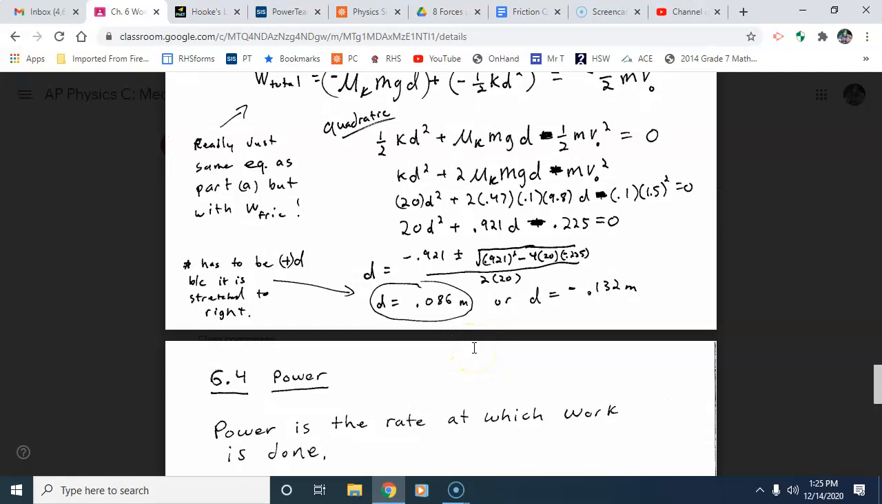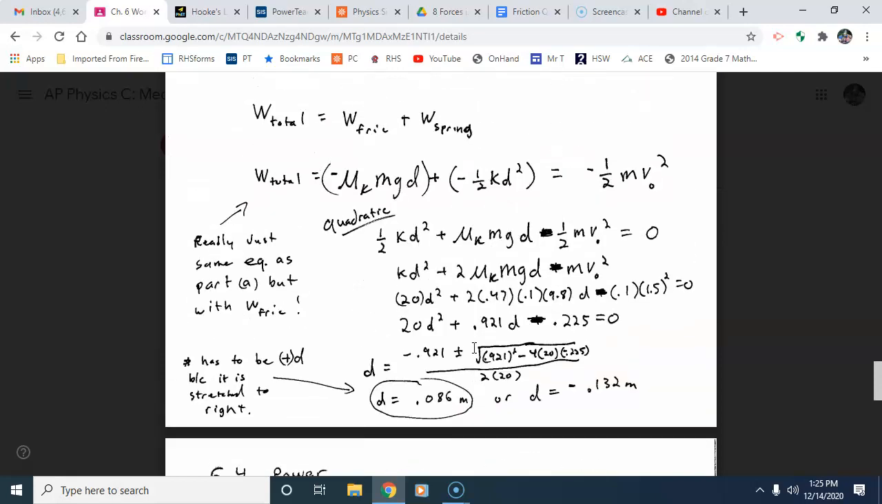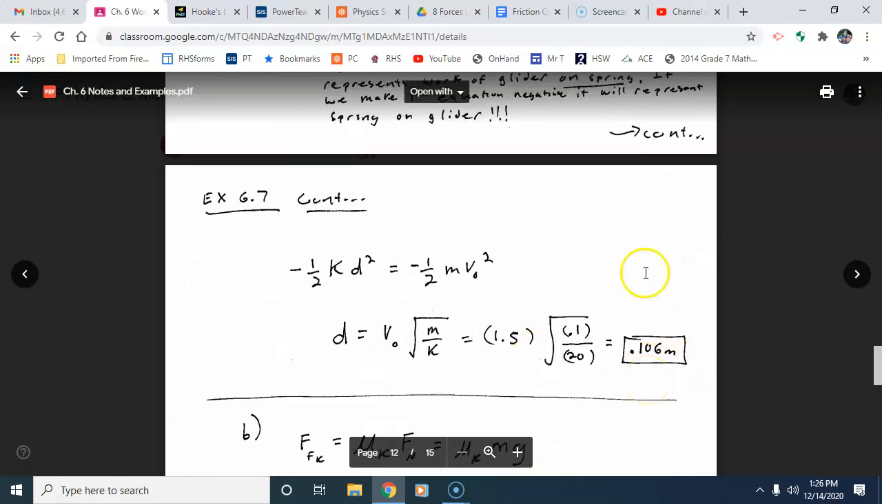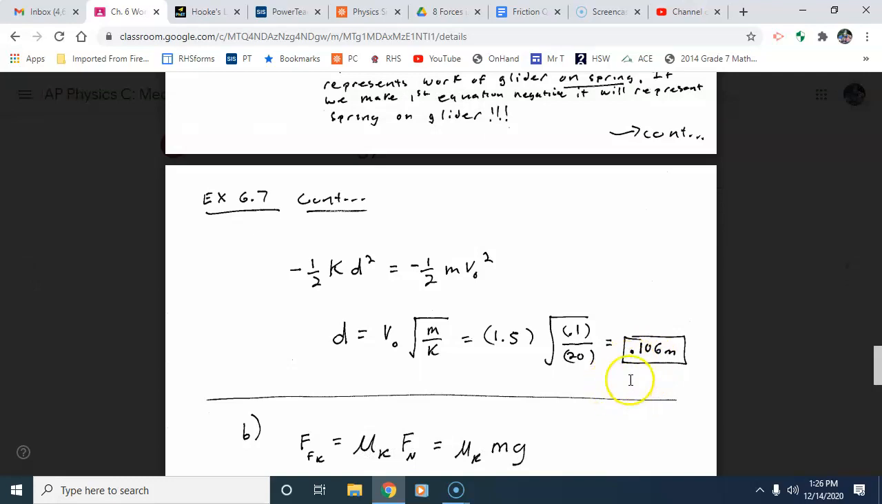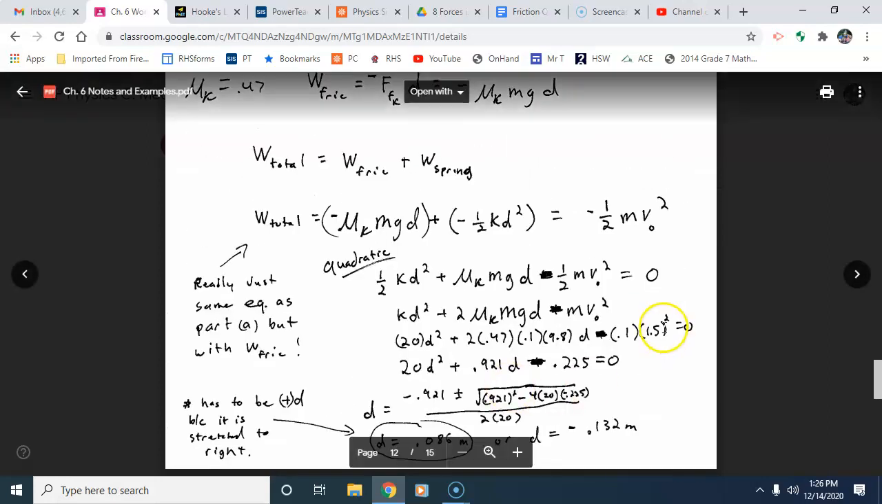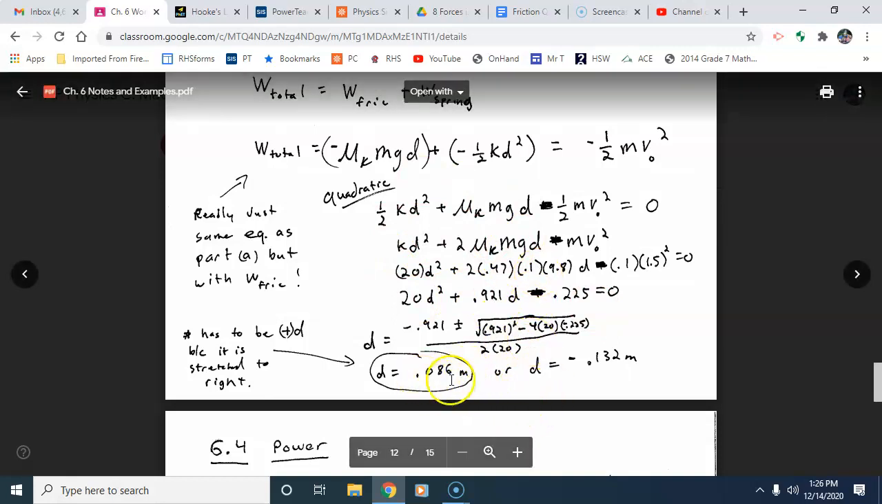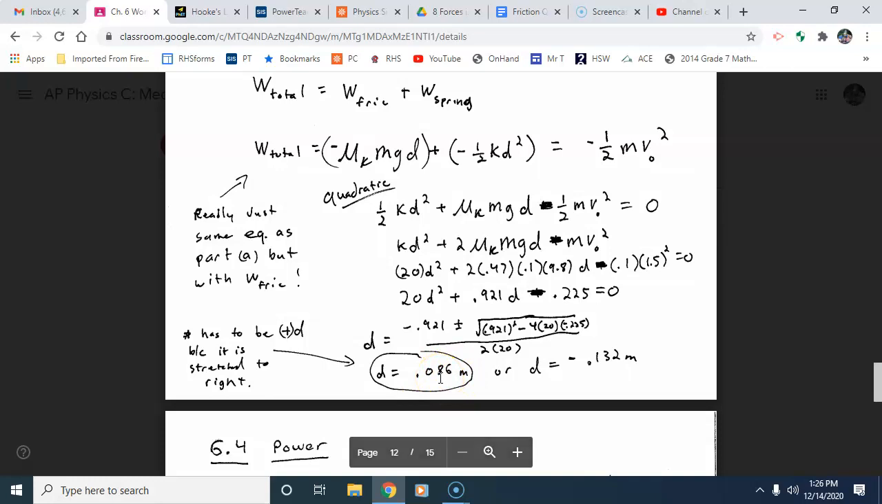0.086 meters. Now this should make sense, that I got a number in part B that is smaller than the number in part A. If there was negligible friction, this glider would slide further, right? Because there's less stuff slowing it down, doing negative work on it, right? In this case, just a spring is pulling back on the glider, and it goes to 0.106 meters from equilibrium position. But since friction is also helping it slow down and stop, in addition to the spring, now we don't go quite as far. So that should make sense.